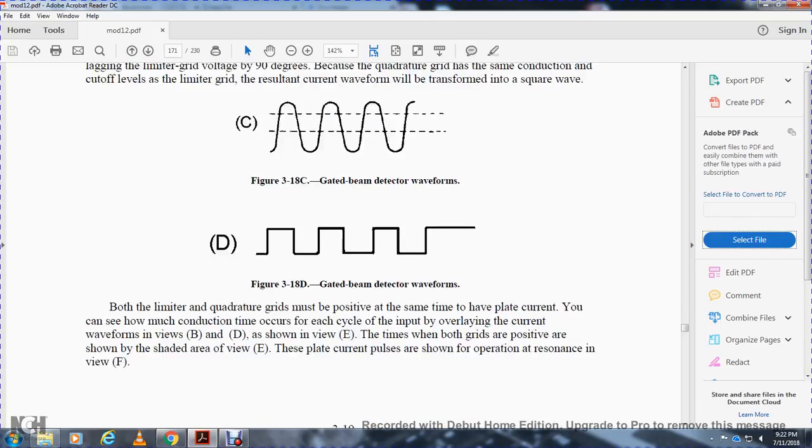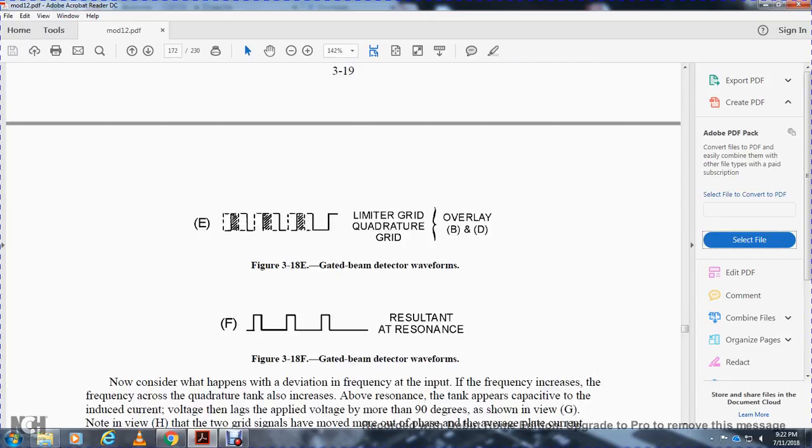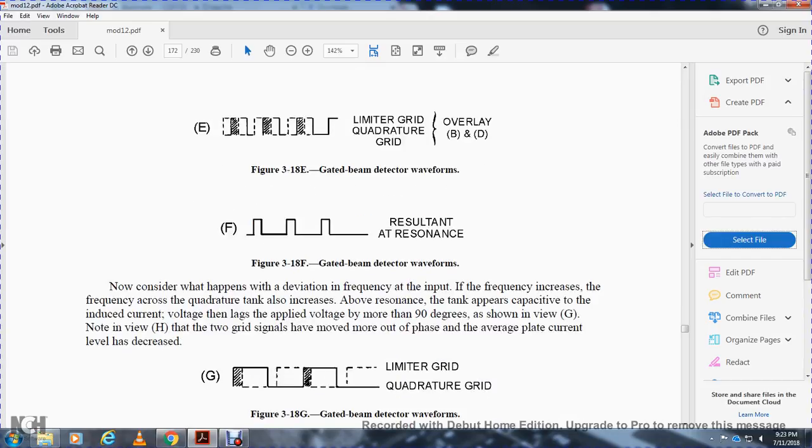Both the limiter and quadrature grids must be positive at the same time to have plate current. To see how much conduction time occurs for each cycle of the input, overlay the waveforms of views B and D in view E. The times when both grids are positive are shown by the shaded area of view E. These plate current pulses at resonance are shown in view F: limiter grid, quadrature grid, overlay of B and D, gated beam detector, at resonance.